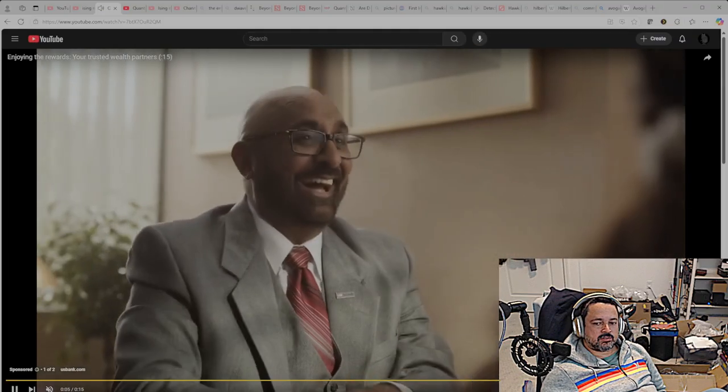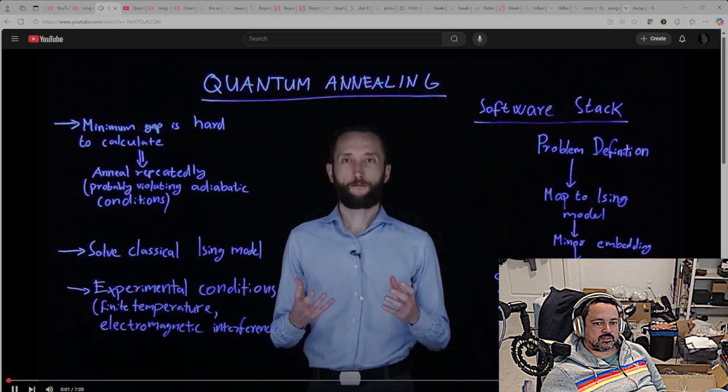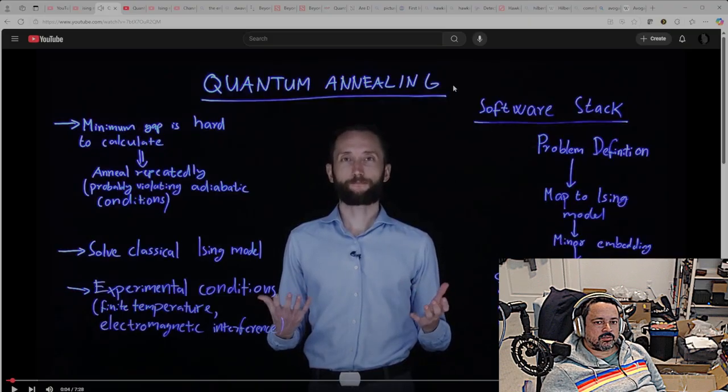Why is it that D-Wave doesn't do that then? It's not so easy. We talked about adiabatic quantum computation, so quantum annealing. The minimum gap is hard to calculate, so you anneal repeatedly, probably violating adiabatic conditions. You solve the classical Ising model under experimental conditions: finite temperatures and electromagnetic interference. The software stack is: problem definition, map to Ising model, minor embedding, QPU. Oh, the Chimera, yeah, I remember that. I'm not sure if they were able to move away from the Chimera, they still do it.